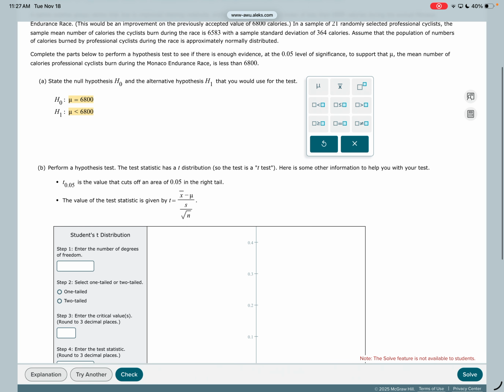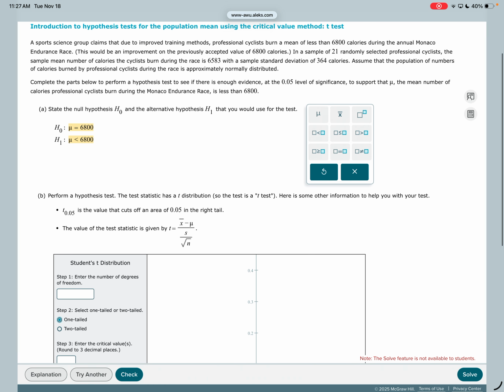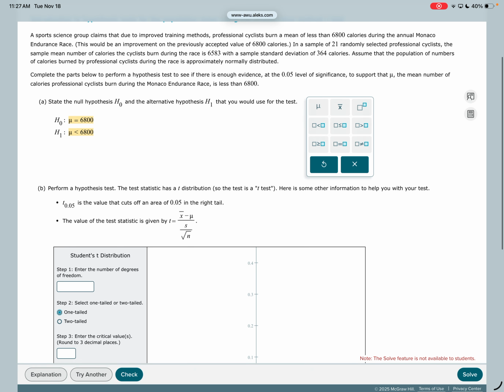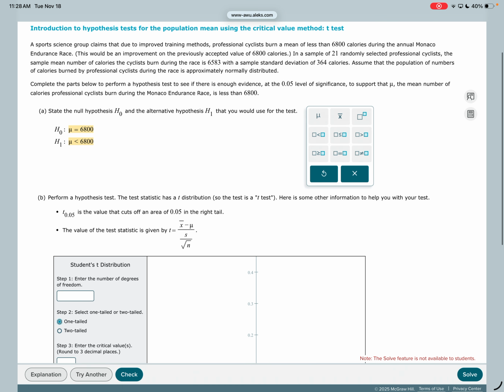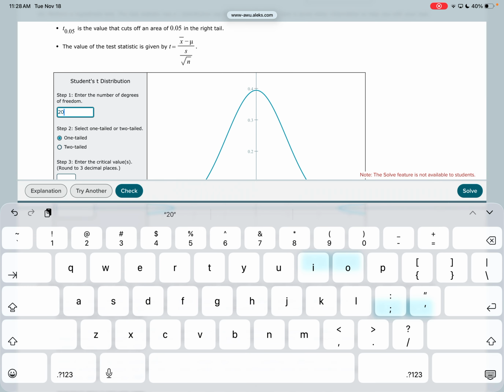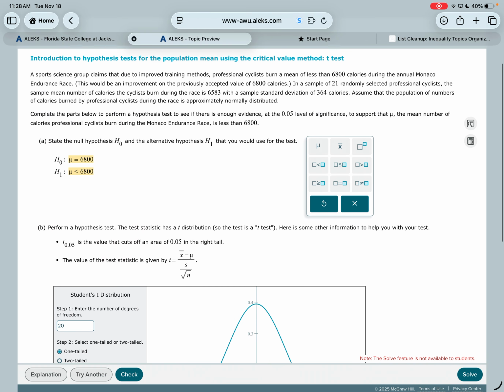Okay. Last problem is one with a proportion. Everything basically works the same way. The test statistic is a little bit different, it's harder. I really wish they had a button for the test statistic, but they don't. So let's look at this one real quick, and then we'll probably be done.